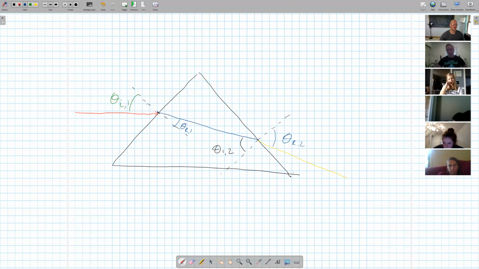From here, I now want to apply Snell's law across this boundary. This is going to be boundary 1. And then apply Snell's law across this boundary. This is going to be boundary 2.